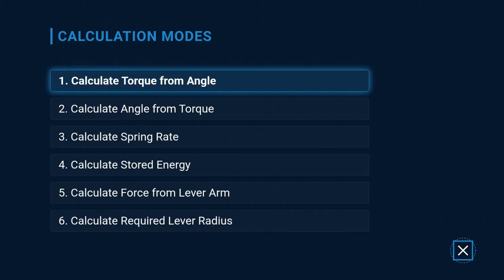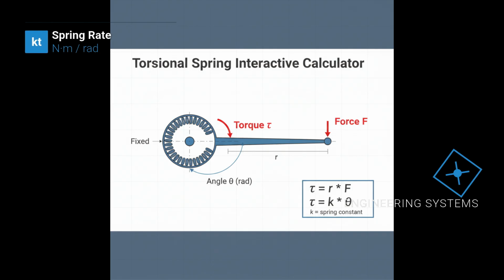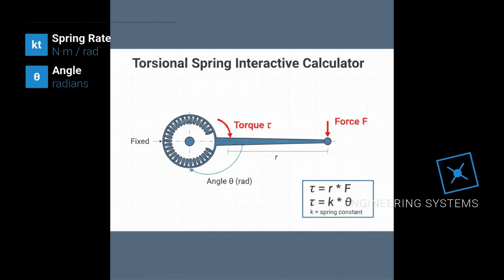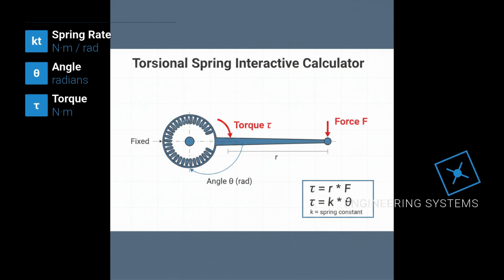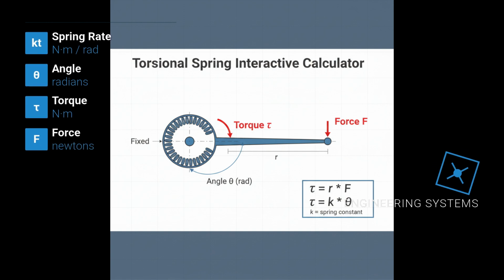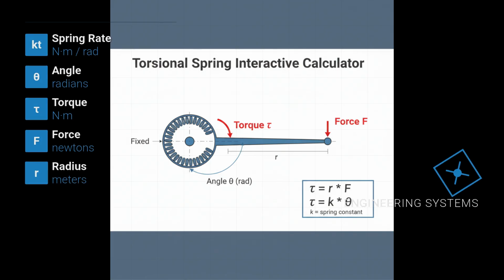For this demonstration, I'm using calculate torque from angle. The input fields are torsional spring rate (kT) measured in Newton meters per radian, angular displacement theta in radians, applied torque tau in Newton meters, applied force F in newtons, and lever arm radius R in meters.